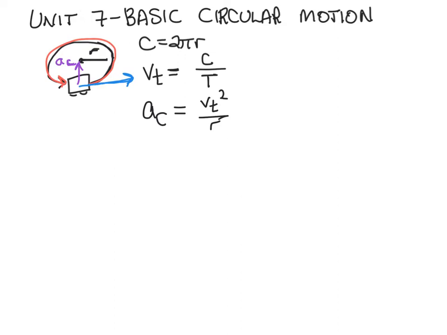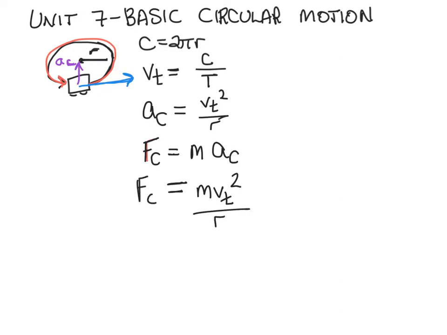And then finally, we have our centripetal force. Centripetal force is equal to mass times the centripetal acceleration, but we really don't use that form of the formula too often. More often than not in our classroom, we unpack the centripetal acceleration, and that gives us centripetal force is equal to mass times tangential velocity squared divided by r. Centripetal force is also directed towards the center of the circle.